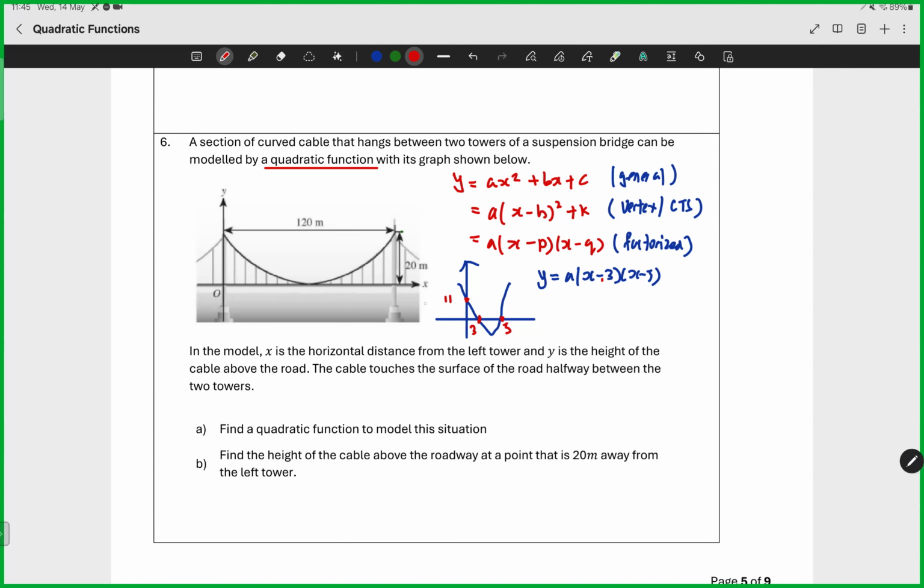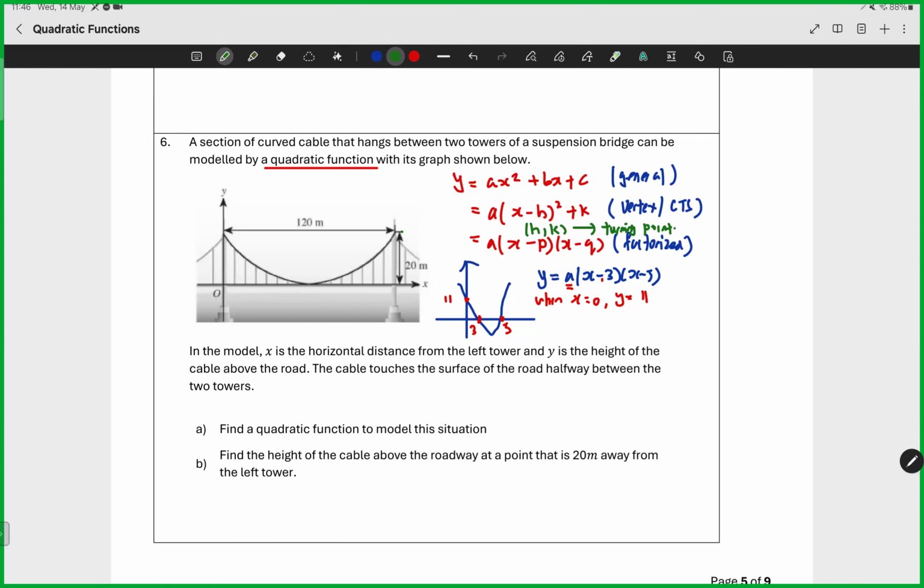Now in order to solve for the value of a, we need to sub in when x equals 0, y equals 11. Then we'll be able to sub in and solve for the value of a. Okay, so this is what we call a factorized form. Now the vertex form, this tells us the h value and the k value determine the vertex or the turning point, right? Okay, we know that.